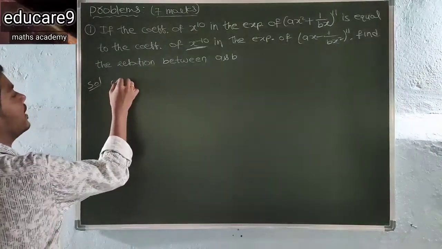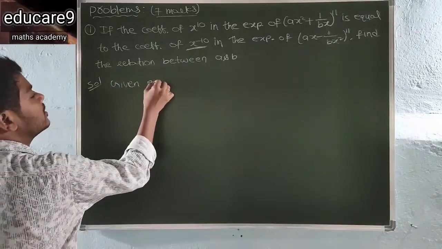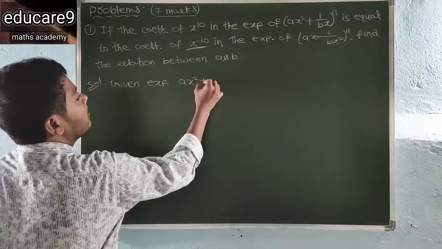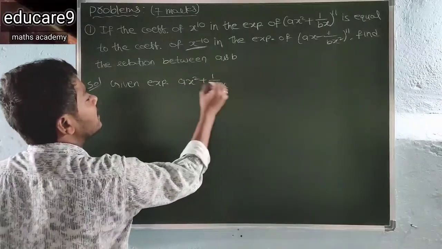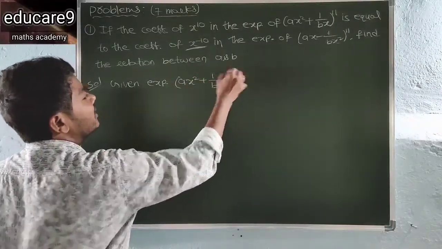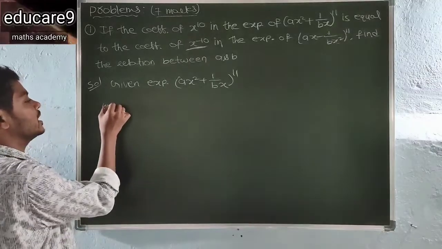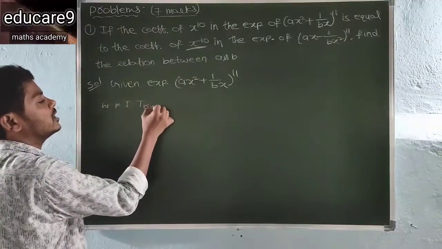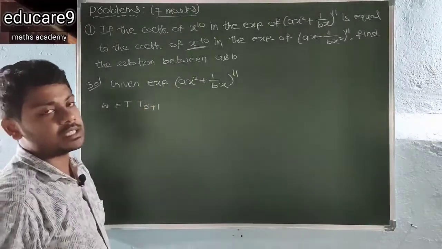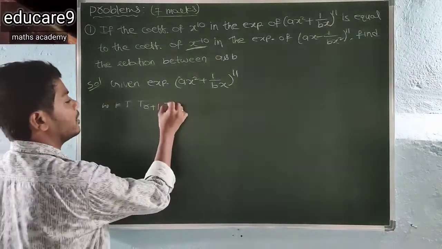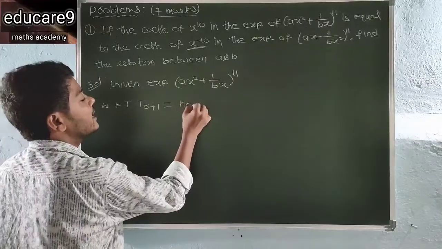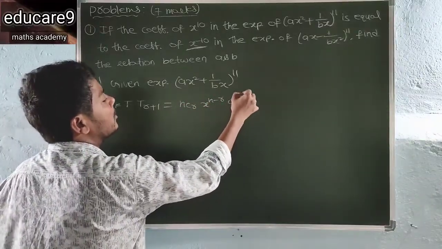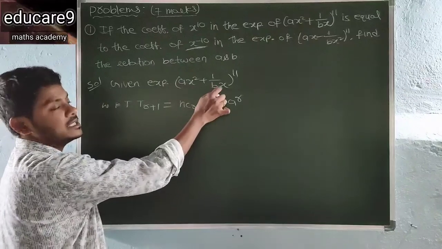So see here, the given expansion is (ax² + 1/(bx))^11. You know that the (r+1)th term in the expansion of (x + a)^n is T(r+1) = nCr x^(n−r) a^r. This is x and this is a.